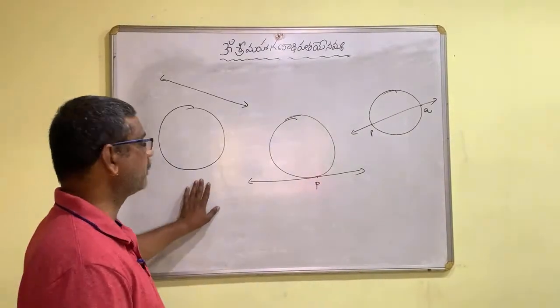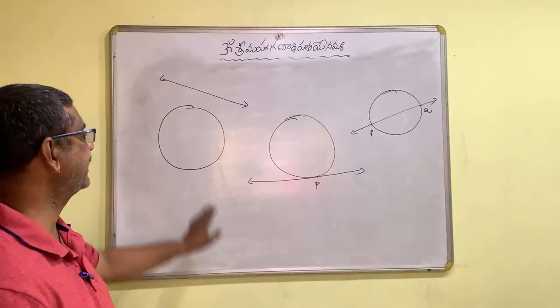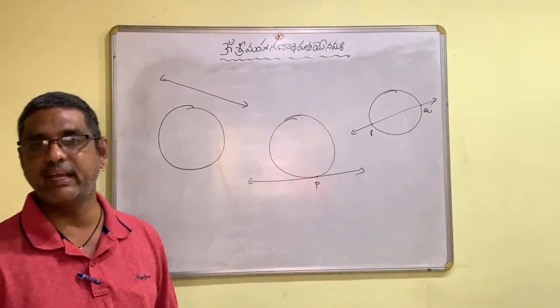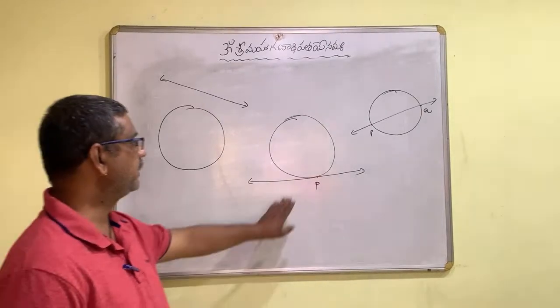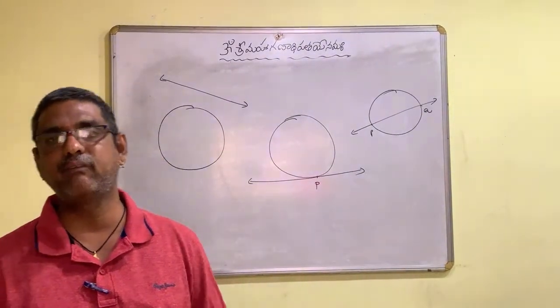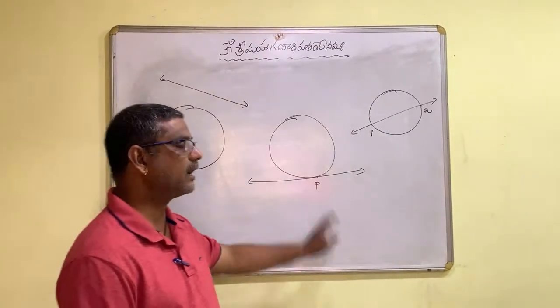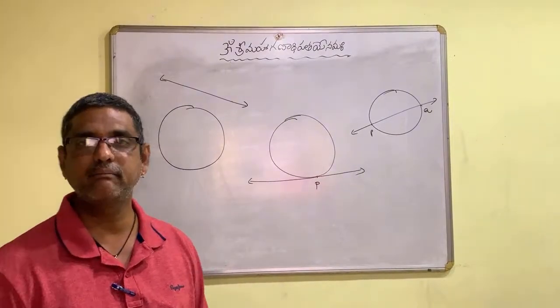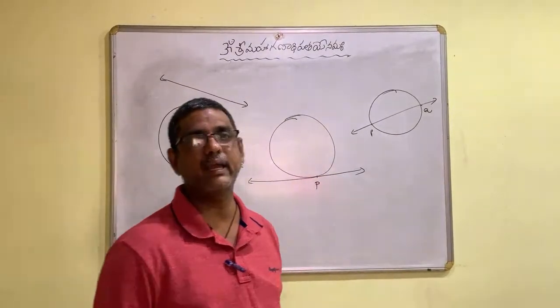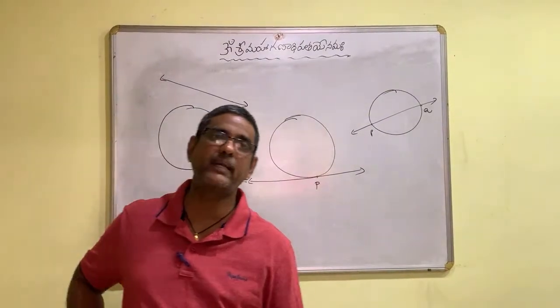Here, no common point means the circle and the line both are not intersecting. That means they don't have any common point. Here, the circle and the line both are having only one common point, one point in common. And here, third case, the circle and the line both are having 2 points in common.